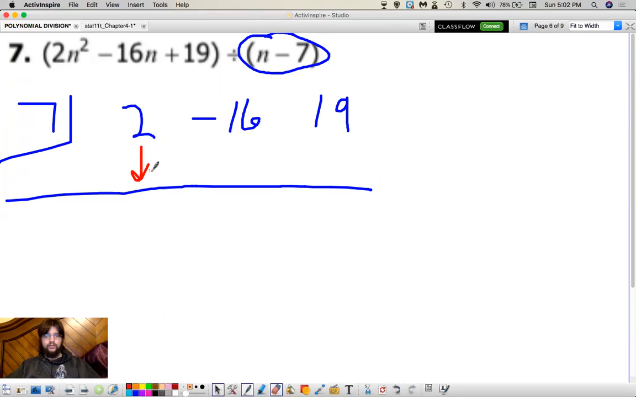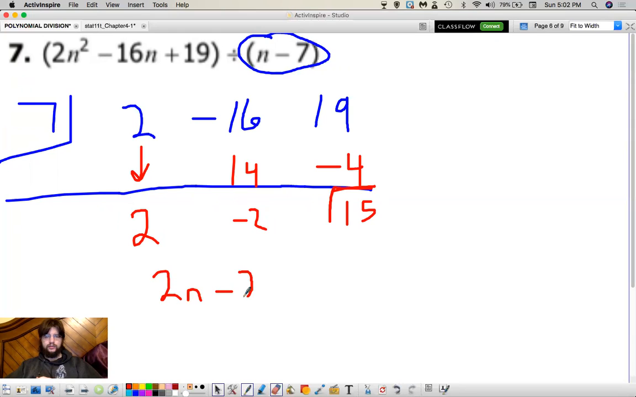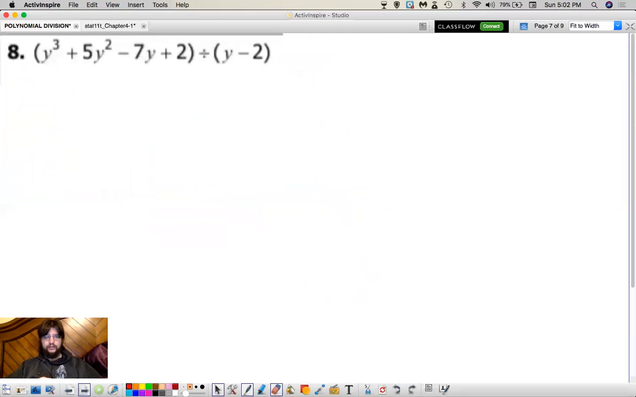First step, bring down the first number here. Multiply, combine. Multiply, that's my remainder here, combine. So now we're going to write it out. It was n squared, so now it's going to be to the first power. 2n minus 2, positive 15, so plus 15 over my divisor, n-7. That's it. It's as easy as that. Let's check out the next one. Oh no, it's a cubic. It doesn't make a difference at all.